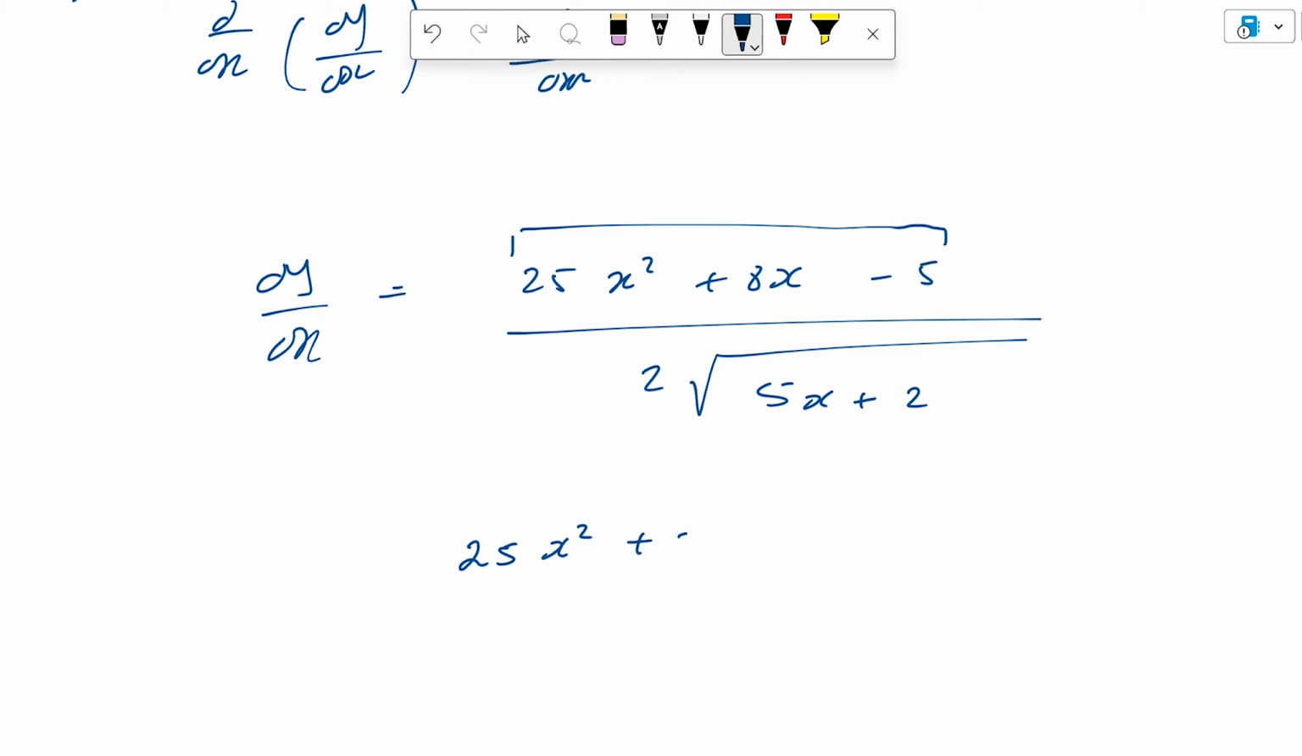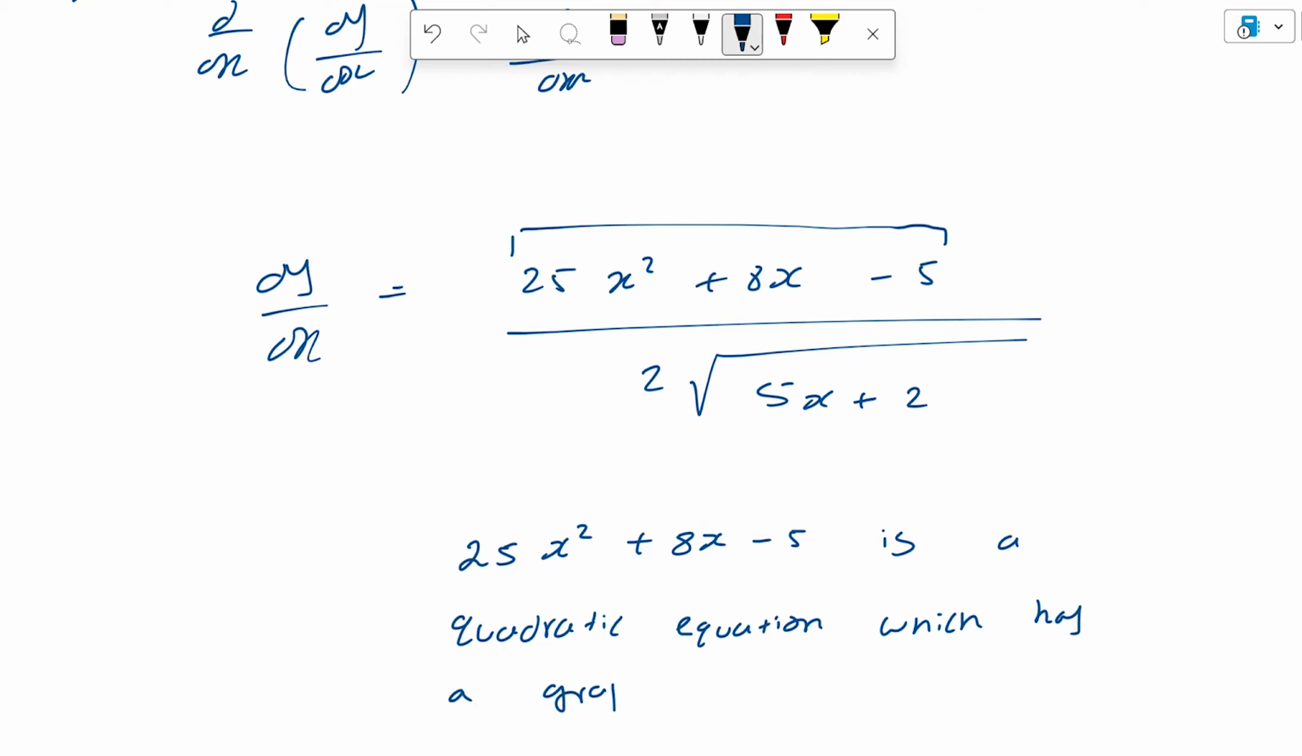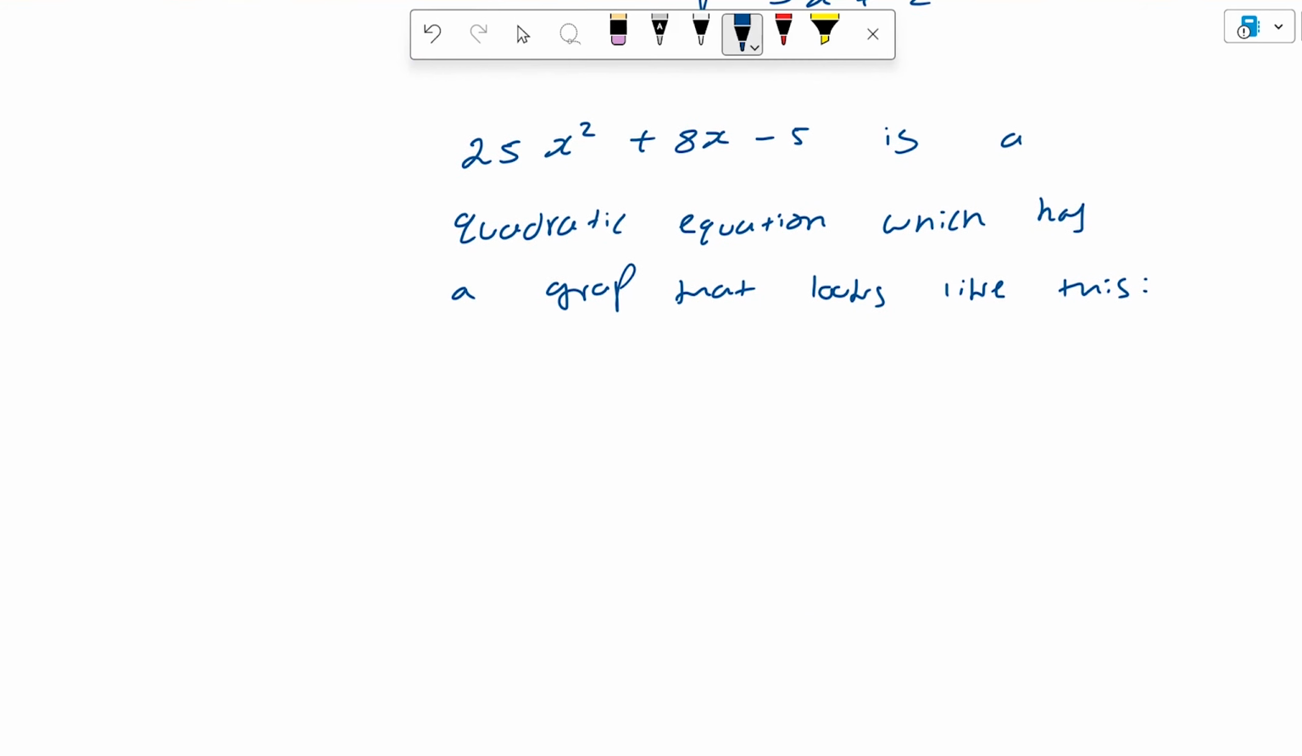25x squared plus 8x minus 5 is a quadratic equation which has a graph that looks like this, like that, which by the way is going to be a minimum.